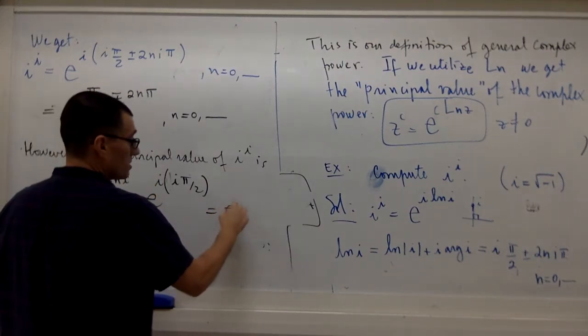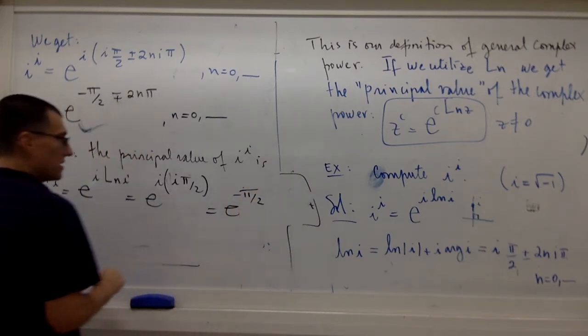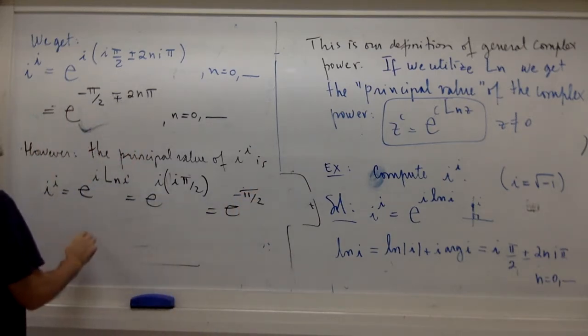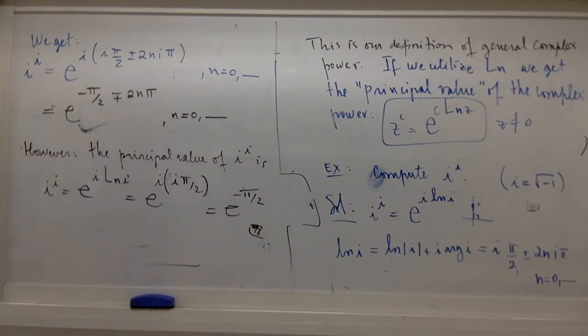So thus you get the exponential of negative pi over 2 right away. Negative pi over 2. This is the principal value of the power, i power i.